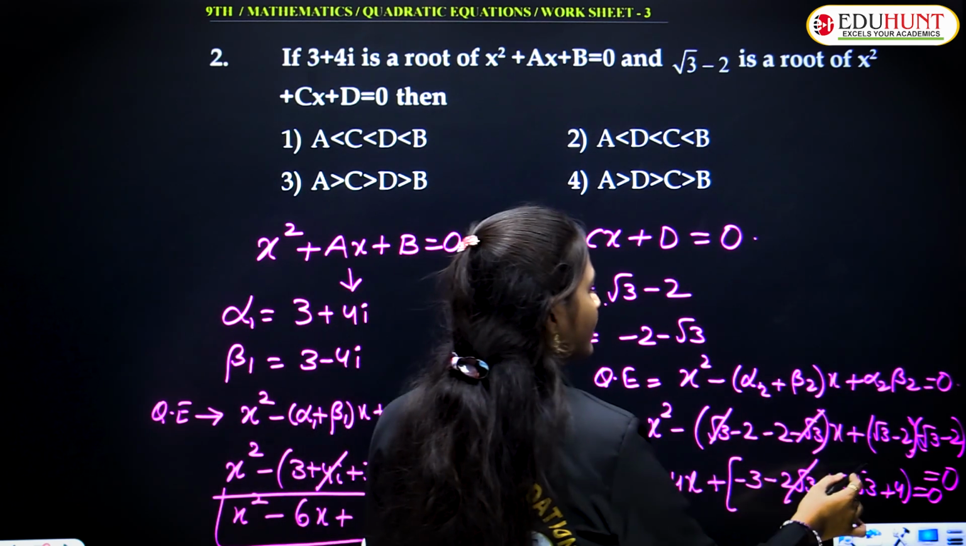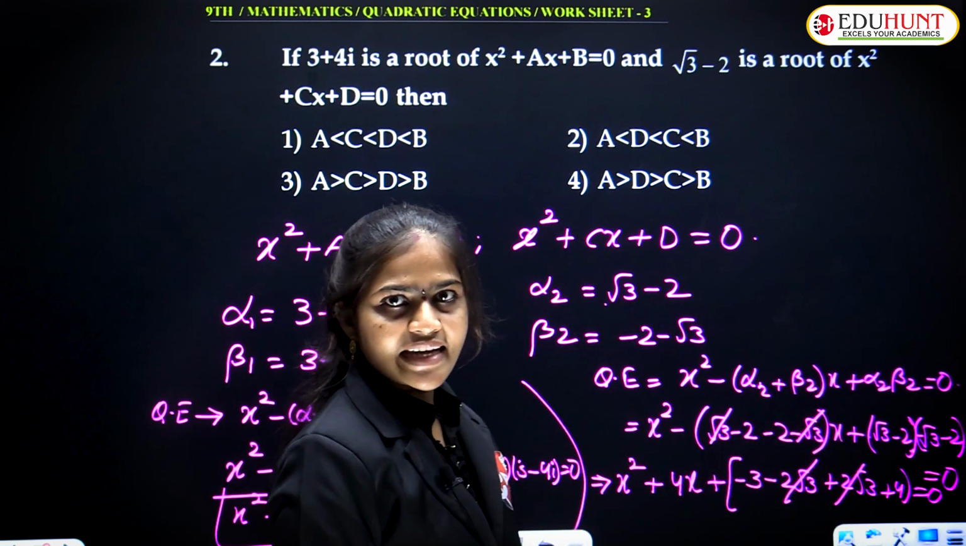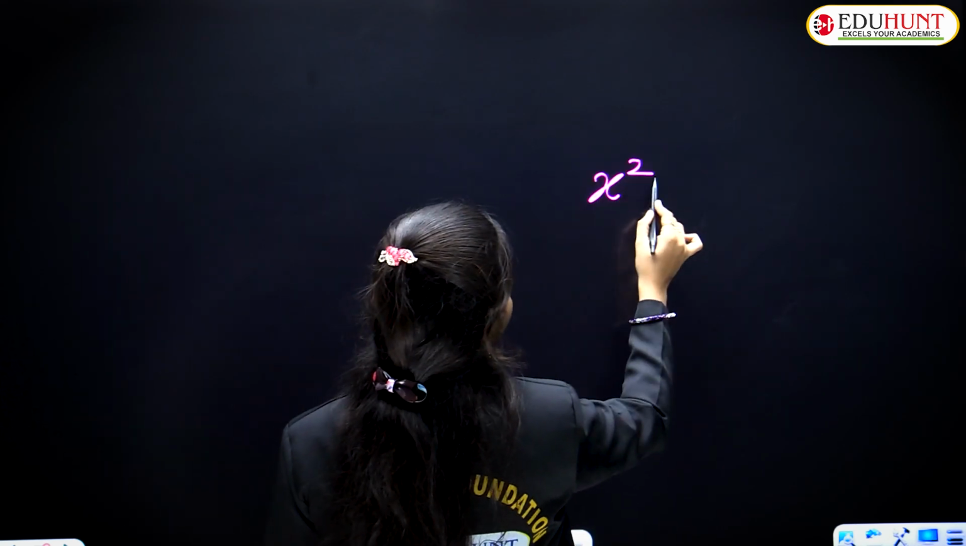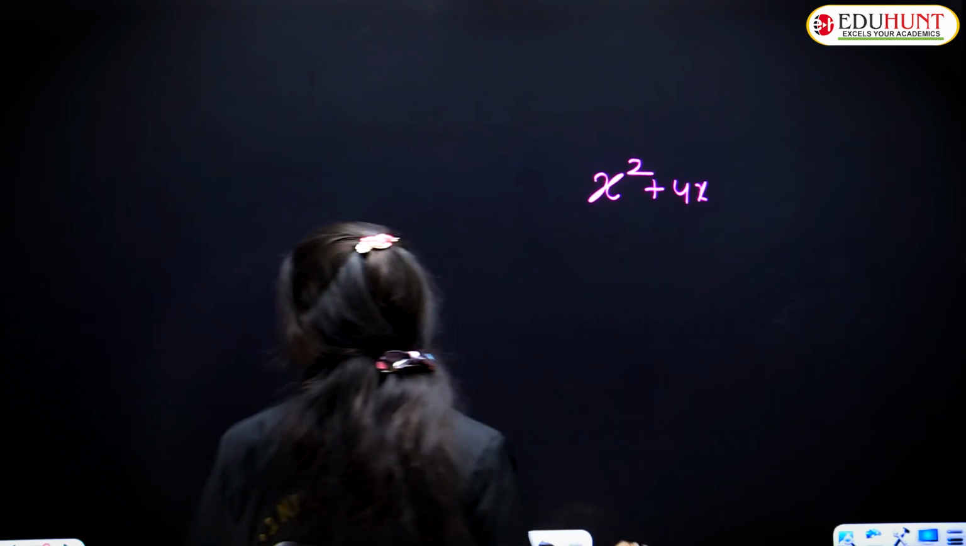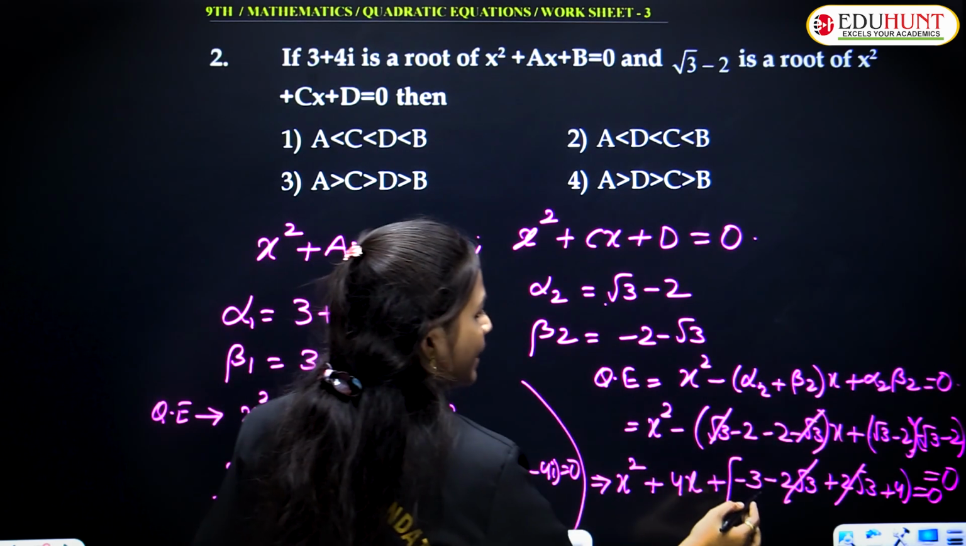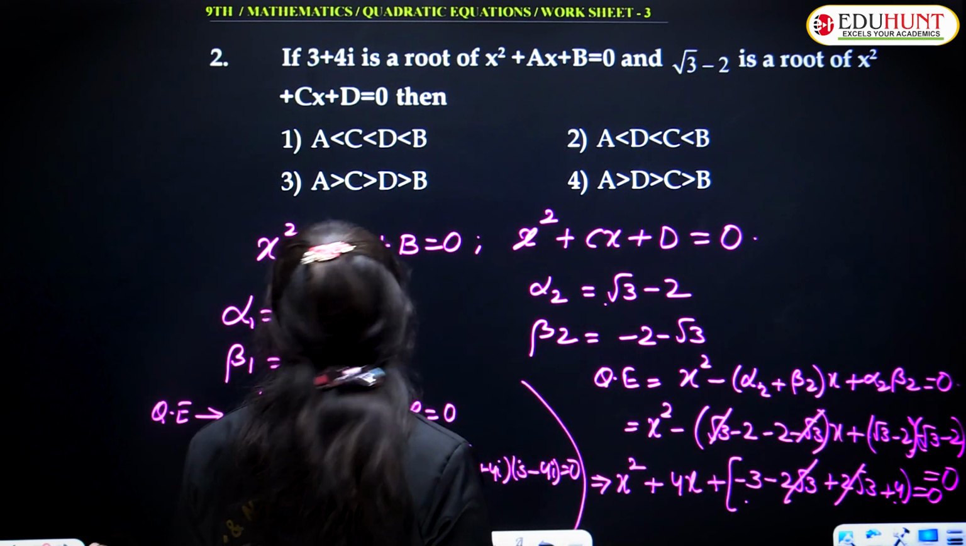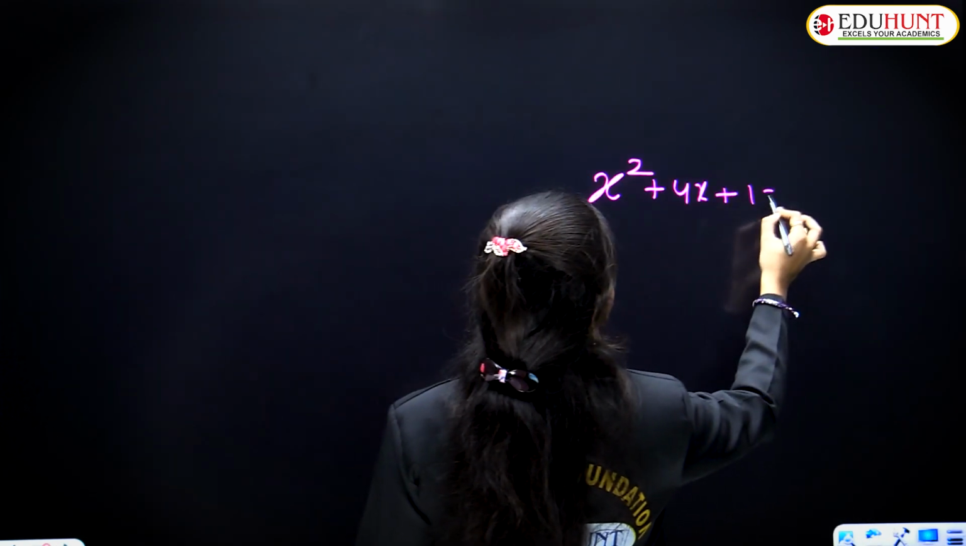So here plus 2 root 3 and minus 2 root 3 get cancelled. So the leftover is x square plus 4x, and here minus 3 plus 4, so plus 4 minus 3 is plus 1, which is equal to 0.